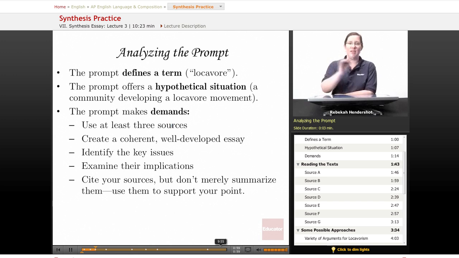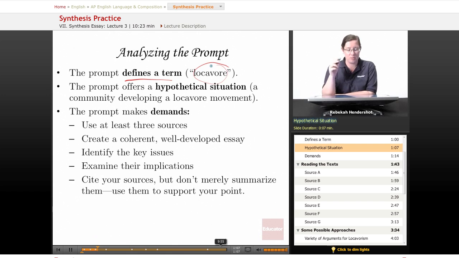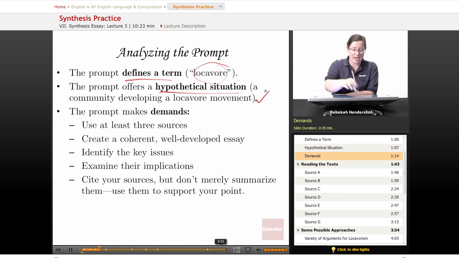We're going to begin with the prompt here. The prompt begins by defining a term. It talks about locavores, so you're going to have to write about locavorism in some way. The prompt offers a hypothetical situation, a community developing a locavore movement, and it asks you to address that situation. And it makes some specific demands.